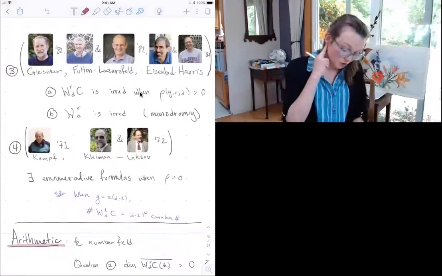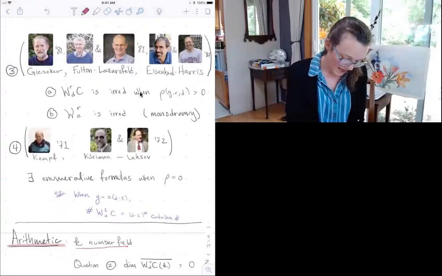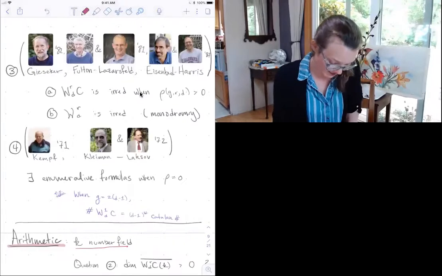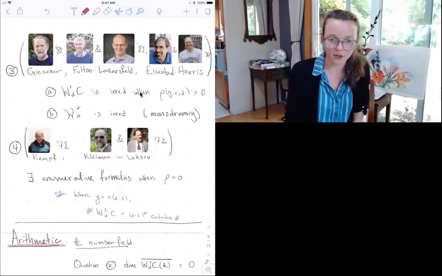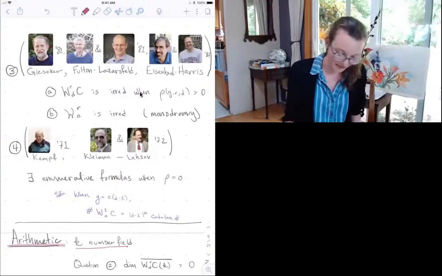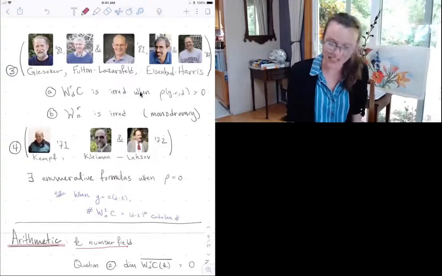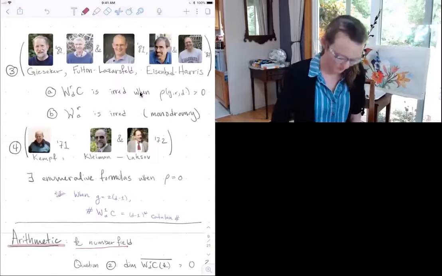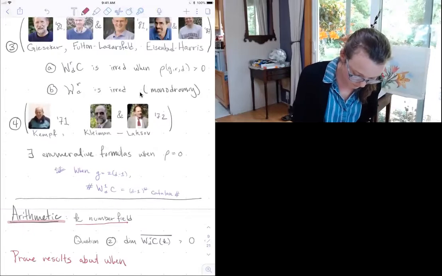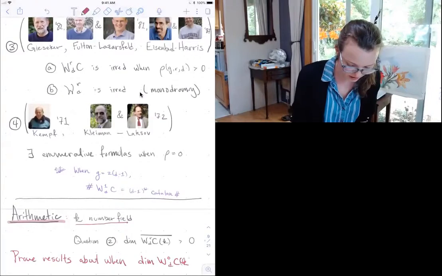Now I'm going to specialize to K being a number field, and I'm going to focus on question 2, which is about the dimension of the Zariski closure of the rational points on W^r_d of the curve. And in fact, I'm just going to focus on the first thing that you could ask, which is whether or not this dimension is 0 or positive. And actually, really, what I'm going to prove are results about when this dimension of the Zariski closure of the rational points on W^0_d of the curve is 0.